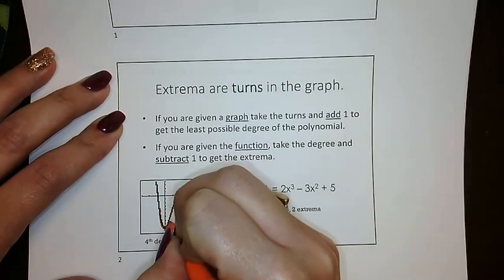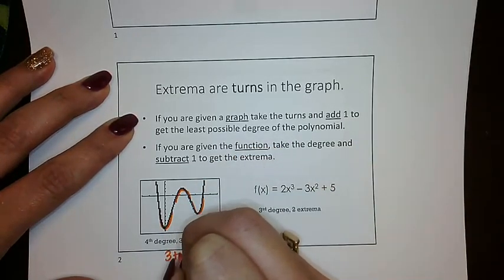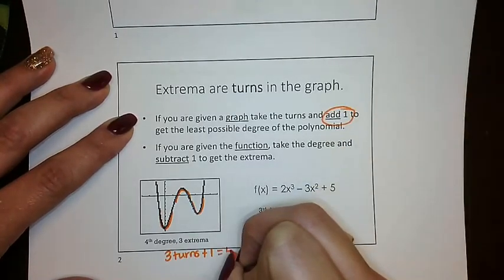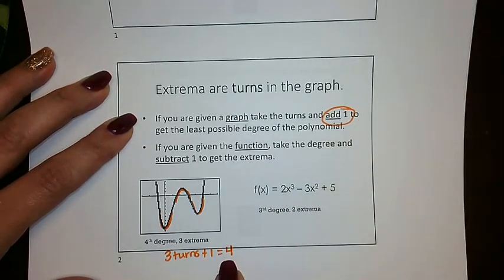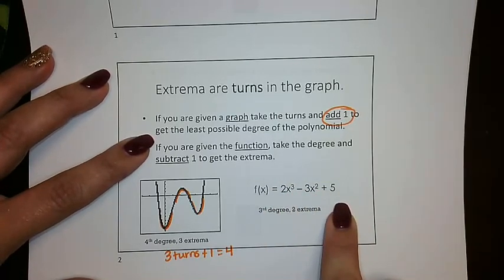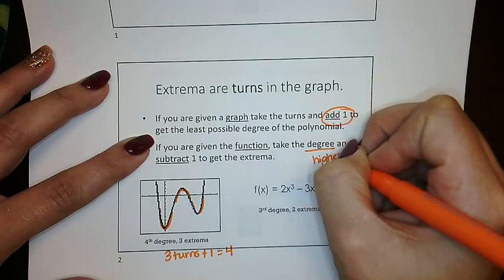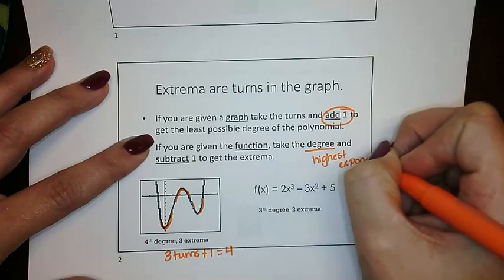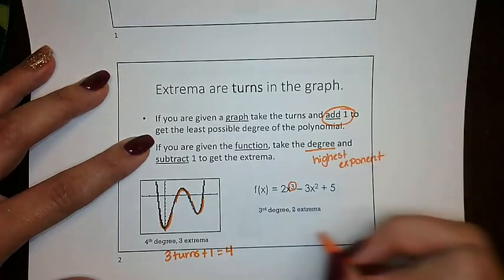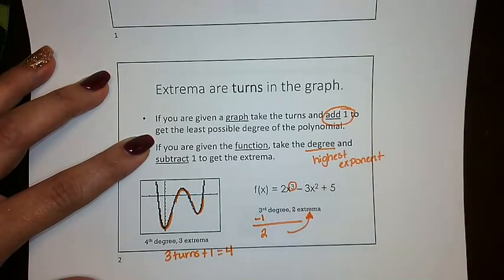So in this example, I have 1 turn, 2 turns, 3 total turns. I add 1, and that tells me that this is a polynomial with a degree of 4. I can look at the function, so without the graph, and I can take the degree, which is your highest exponent, and subtract 1 to get the extrema. So here my degree is 3. I subtract 1, and I get 2 extremas.